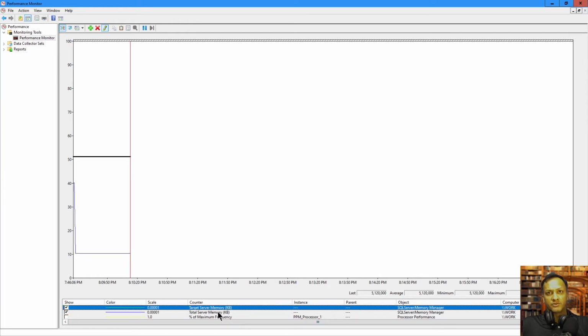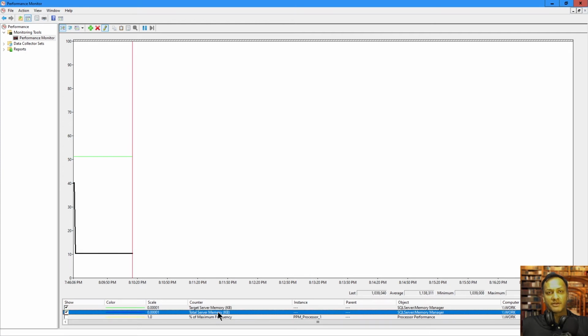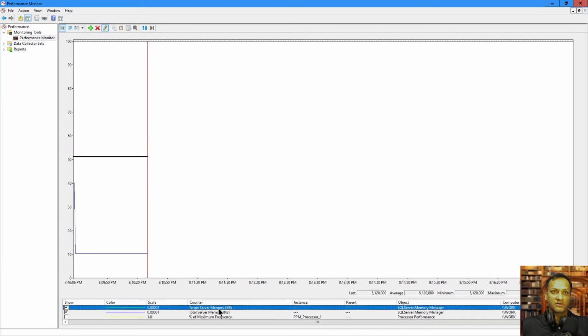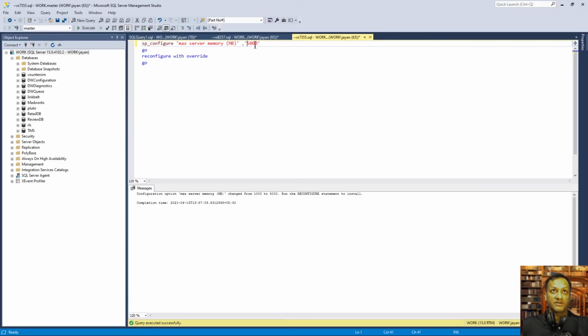So the thing is, when you're working with target server memory and total server memory, you need to keep in mind that the target server memory is tightly correlated with the max memory setting. And what that means is that as you change the maximum memory of SQL Server, it'll directly have an impact on what you see as part of the target server memory. So let's have a quick look at that. I'm just going to go ahead and put the target server memory. It's running at 5 gigabytes, as you can see here.